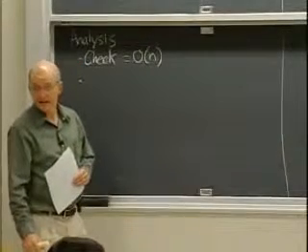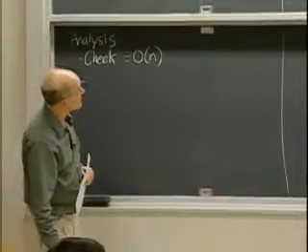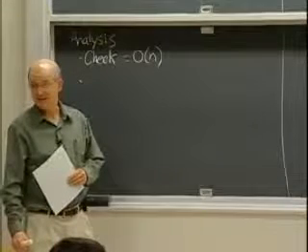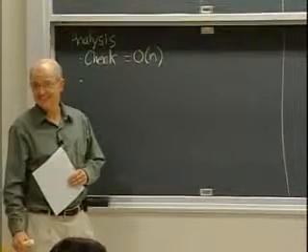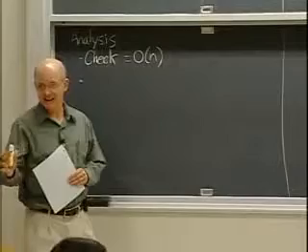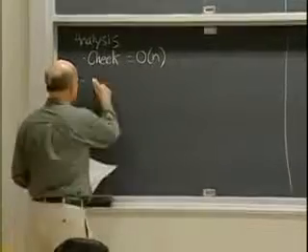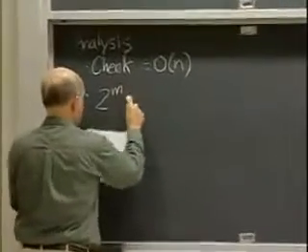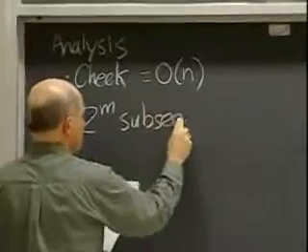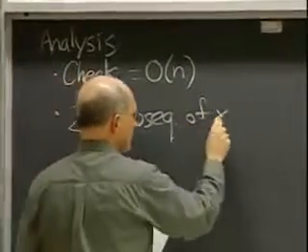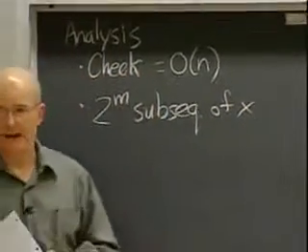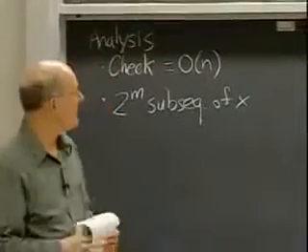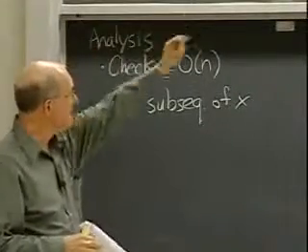2 to the n? X goes from 1 to m. 2 to the m. Subsequences of x. Okay, 2 to the m. There are 2 to the m subsequences of x. Okay, one way to see that, you say, well, how many subsequences are there of something there?